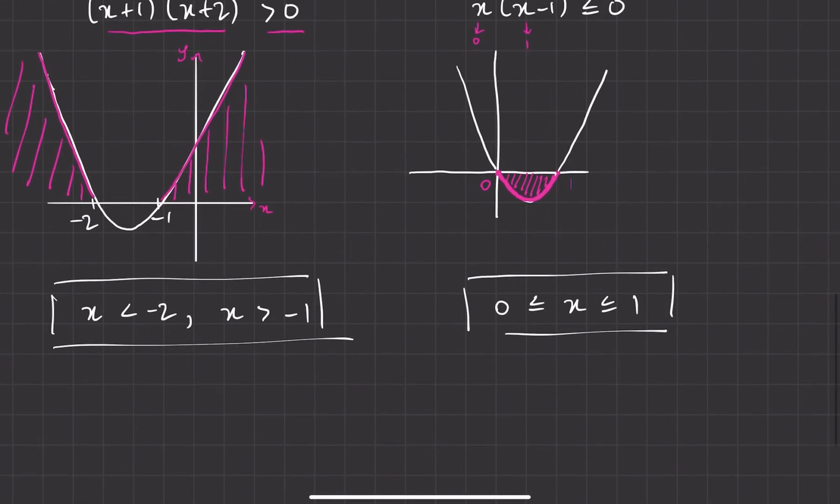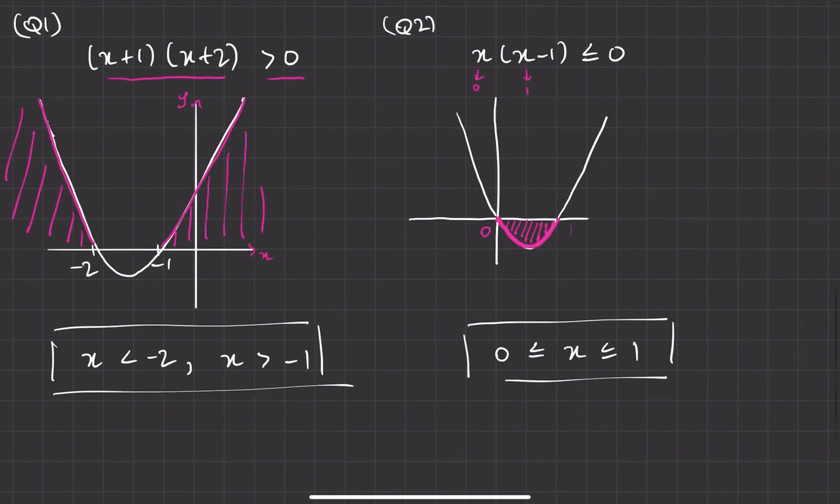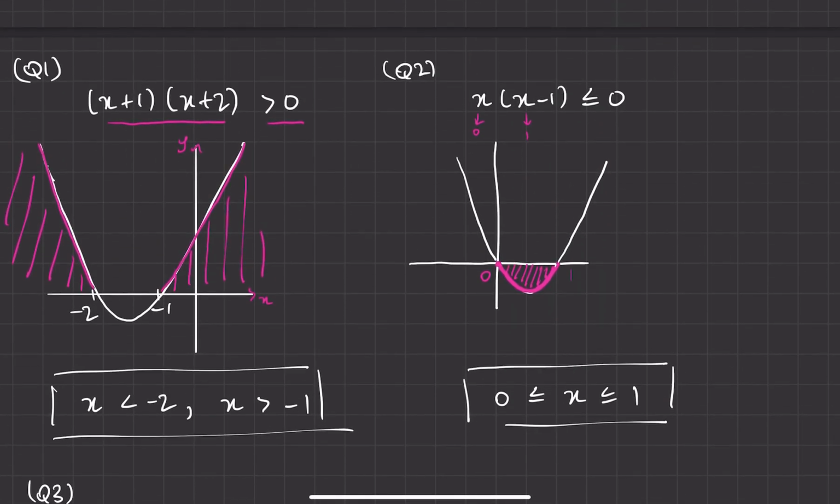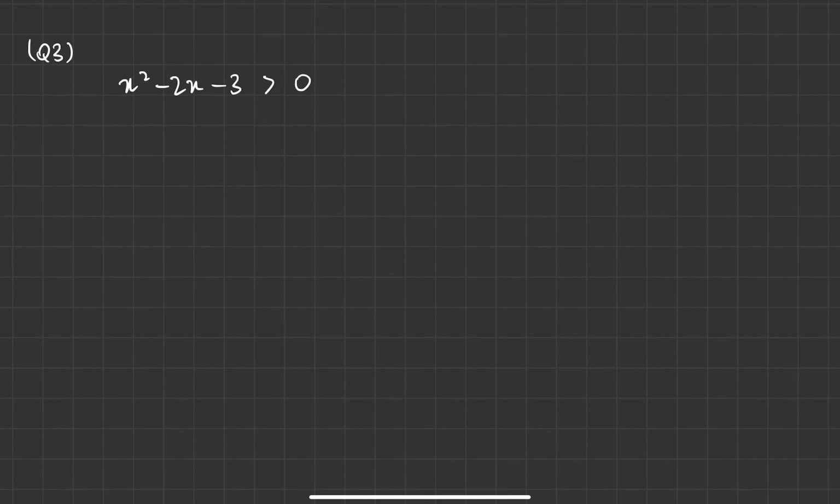Let's try one more question, question 3: x squared minus 2x minus 3 is greater than 0. To graph this one, we need to factorize. In the previous questions, they already factorized it for us, so let's do a quick factorization. At this point, you want to get so good at factorizing techniques that it's second nature. You don't want to spend too much time worrying about how to factorize now.